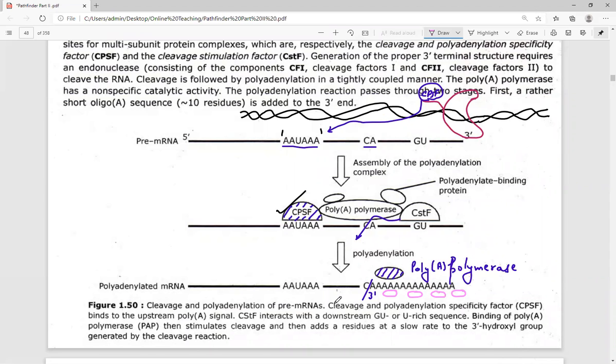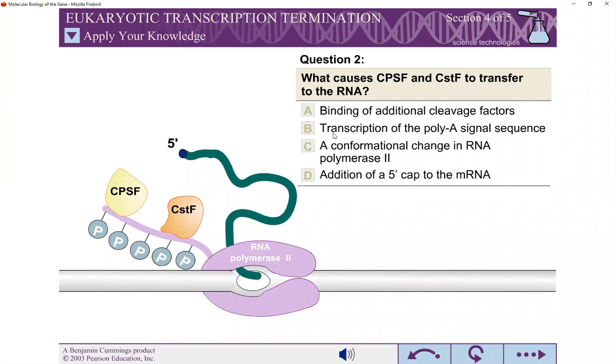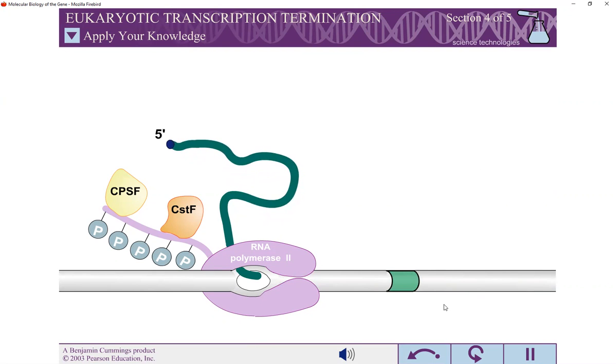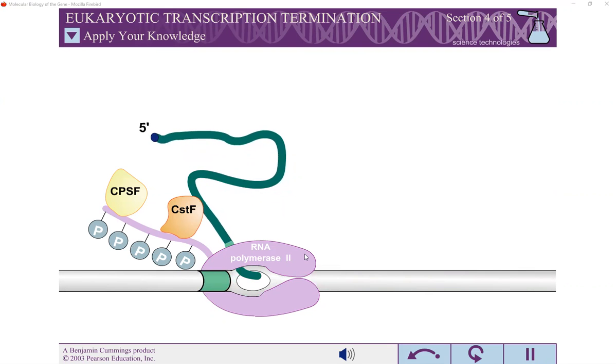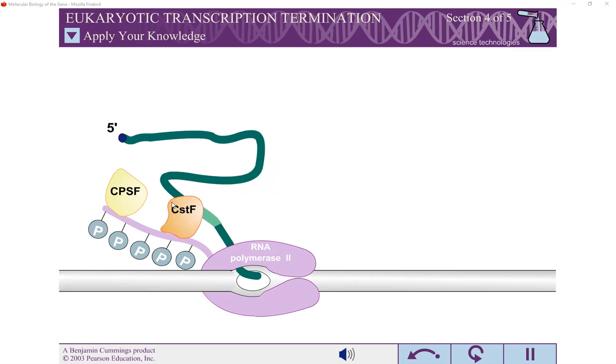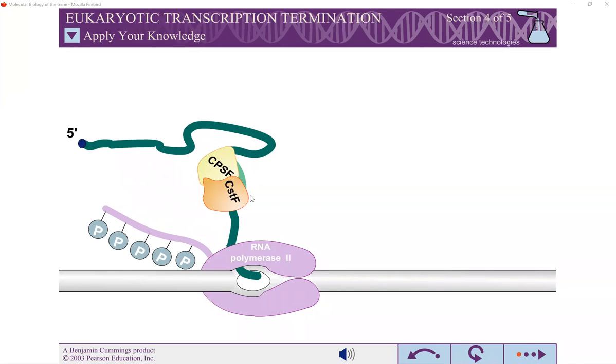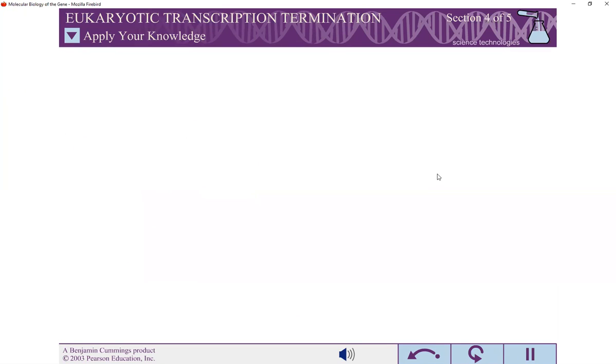Now, moving back to our question, are you able to visualize it? See this. What causes the CPSF and CSTF to transfer to the RNA? The transcription of the poly A signal sequence helps in its transfer to the RNA molecule. Correct. This is the poly A signal sequence which is present. When it has been transcribed into the RNA molecule, they will find and move to this particular site and will cleave this particular site. Next question.